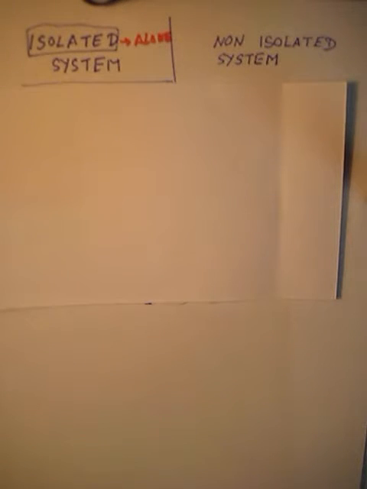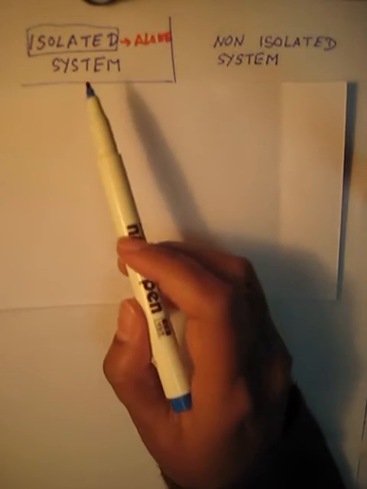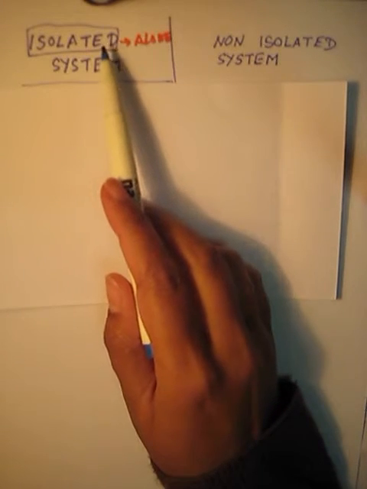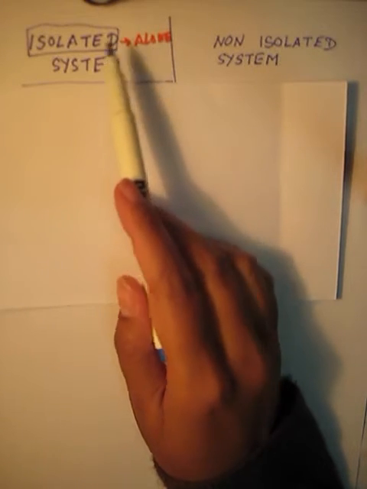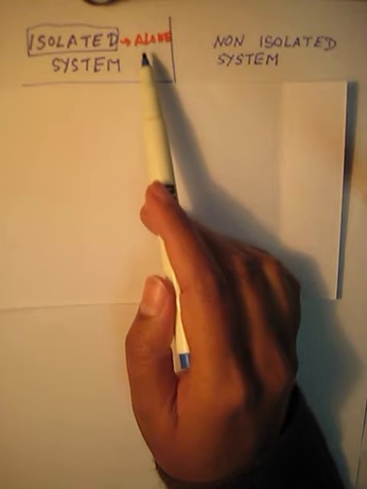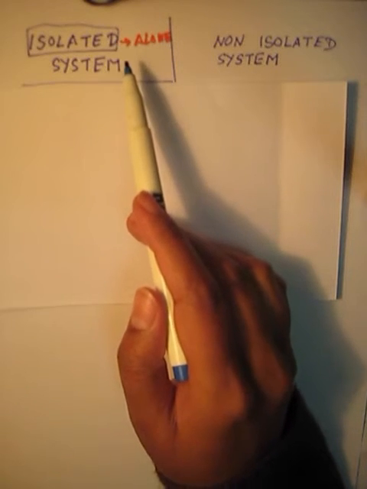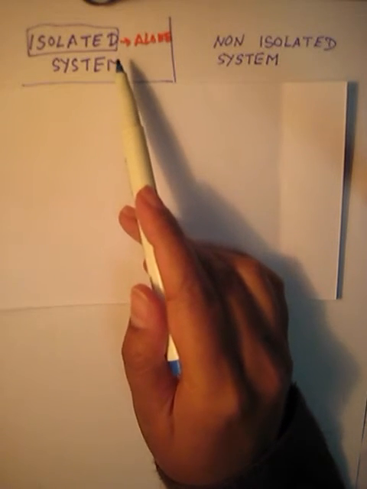Today we are going to study isolated systems and non-isolated systems. First of all, let's talk about an isolated system. The word isolated means alone. If something is alone, it is not acted upon by any force, and that kind of system will be an isolated system.